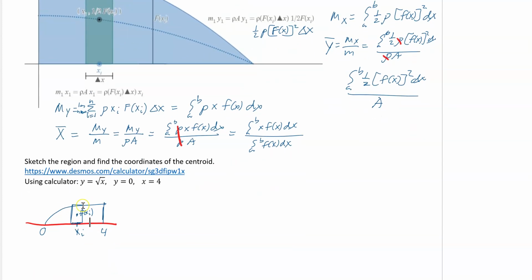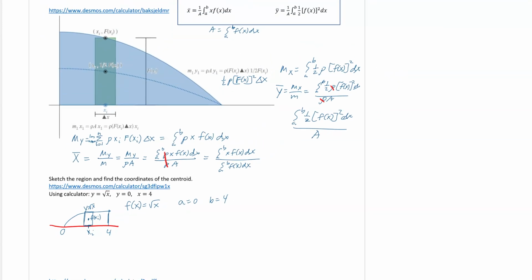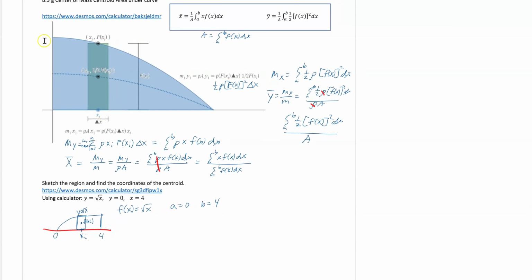So the height of our rectangle here is the radical x. So that would be y equals square root of x. So our f of x for this problem is square root of x. And we're going to have an a equal to 0 and a b equal to 4. So now we can plug them in. But if you notice, they both have A. So the first thing we want to do is find out what our A is. And that's just the integral of our f of x from 0 to 4.